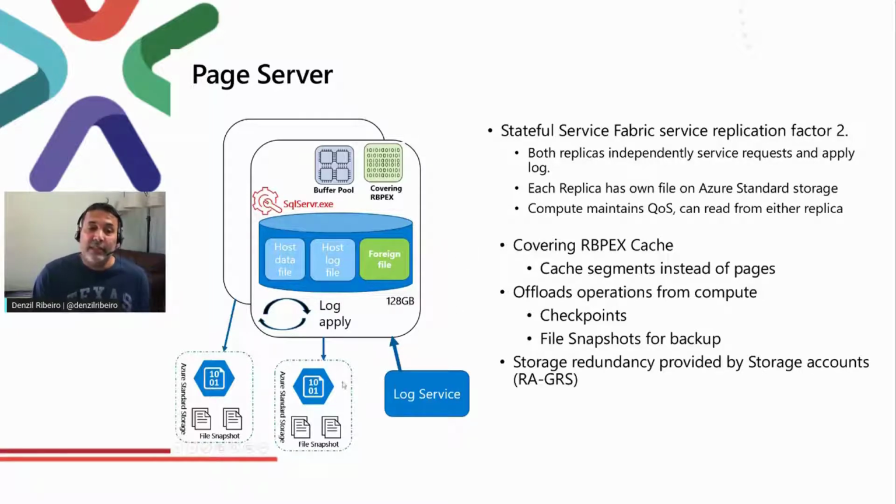Storage redundancy. So we talked about page server compute redundancy being done with Service Fabric. Storage redundancy is handled by the storage layer. One of these page server accounts at least is RA-GRS, so that is replicated across regions and enables the geo-restore scenario, where you can restore a Hyperscale database, and it's faster if you use the paired region because that's where the storage is replicated to.